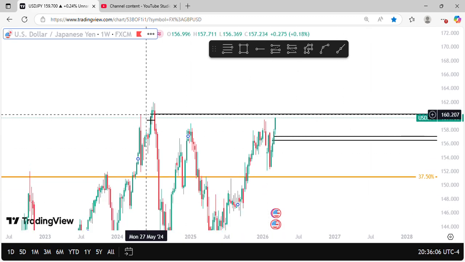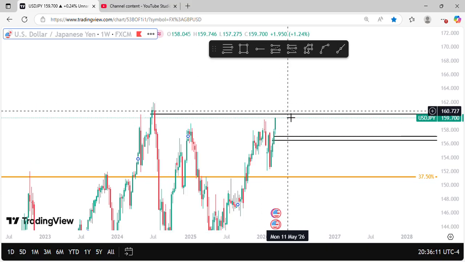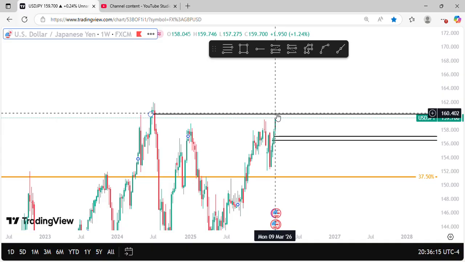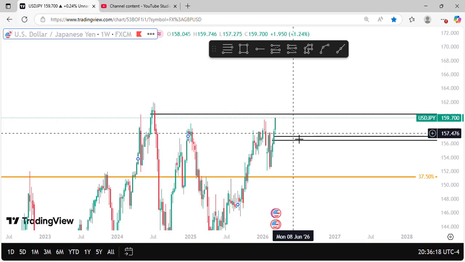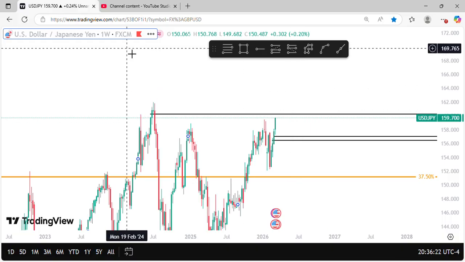So should price tap into it and want to retrace lower, it shouldn't be a surprise. Price could come here and then run up, or price could just trade through it as well.